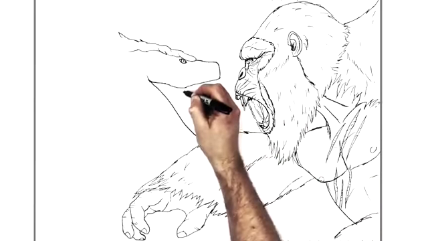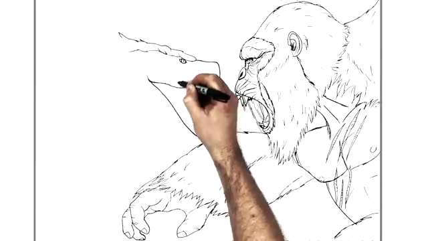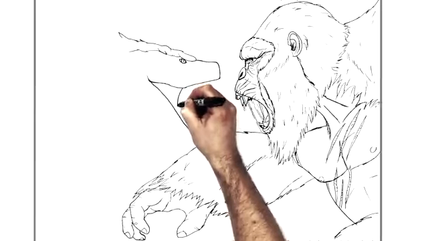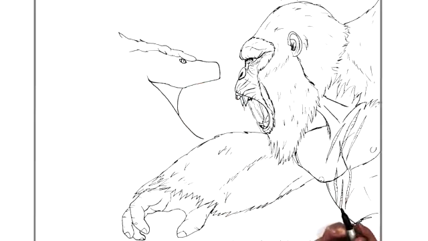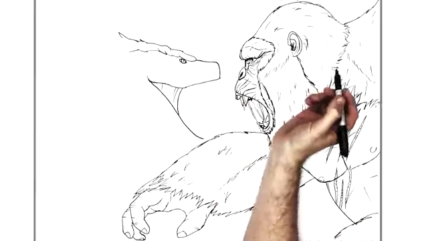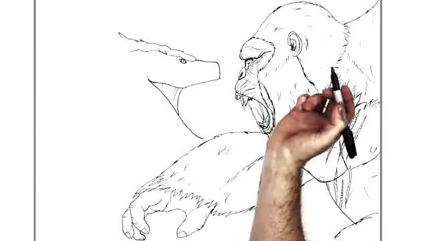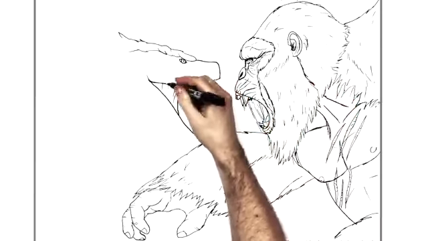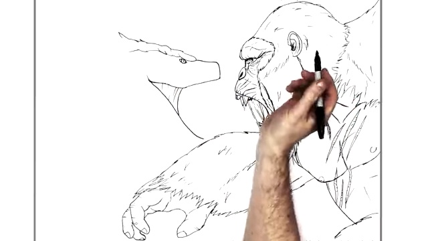Then we have that sort of thing that reptiles have on the side of their face. Dinosaurs and things, when they open their mouths, you can see like a skin flap or something inside here. Okay.